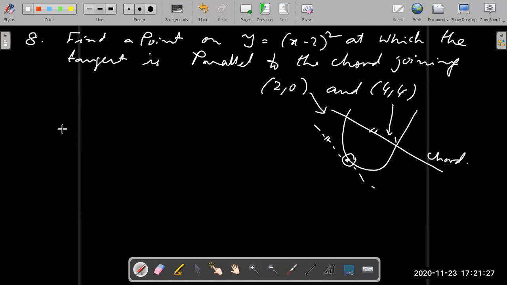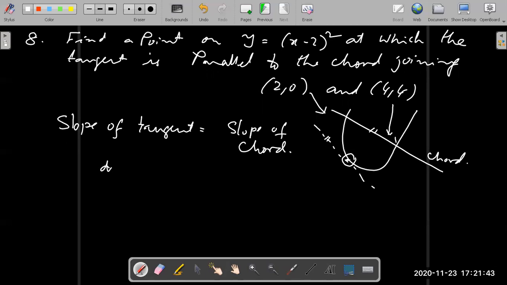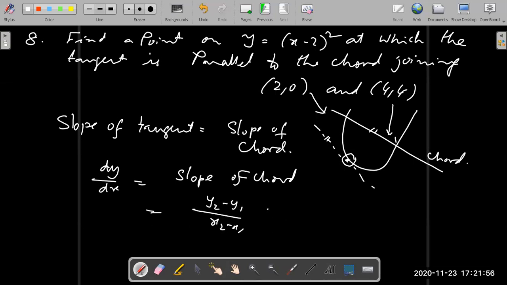So first thing we are doing is: slope of tangent equal to slope of the chord. That means dy by dx equal to slope of the chord. Slope of the chord is y2 minus y1 divided by x2 minus x1. So y2 minus y1 is 4 minus 0 divided by 4 minus 2. That's equal to 4 by 2, this is 2.